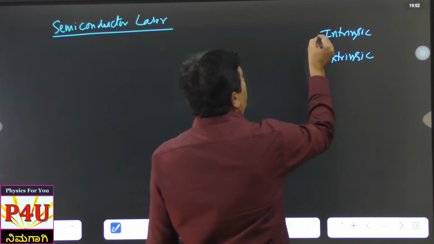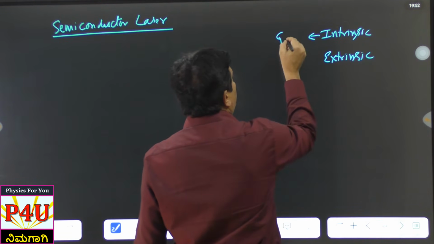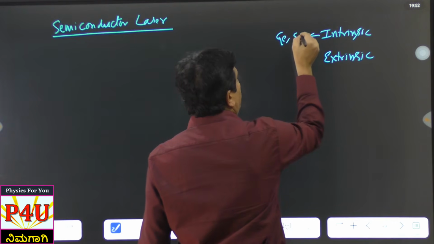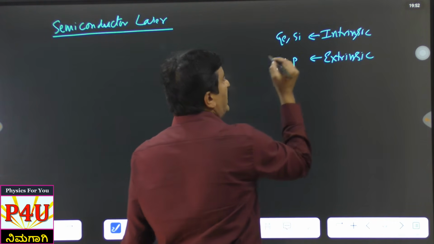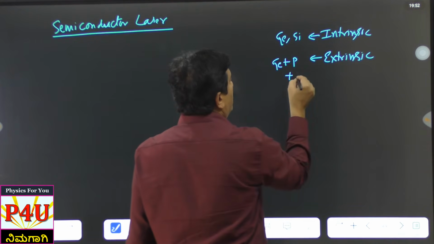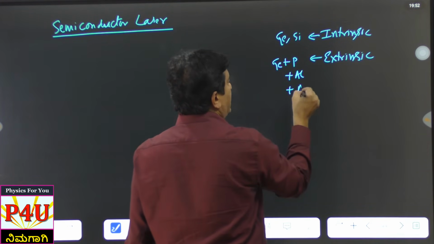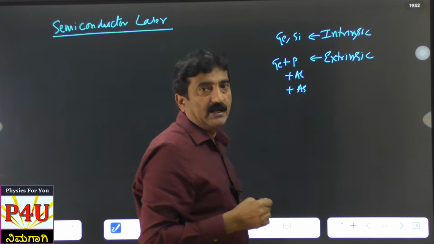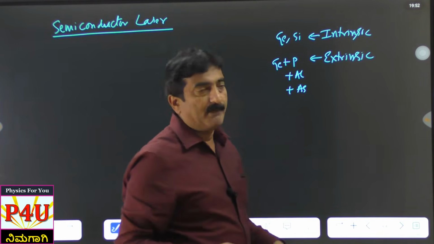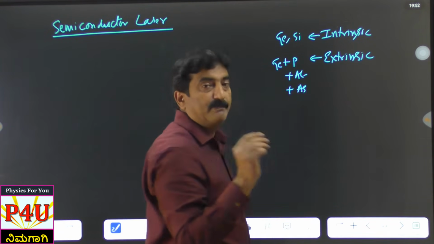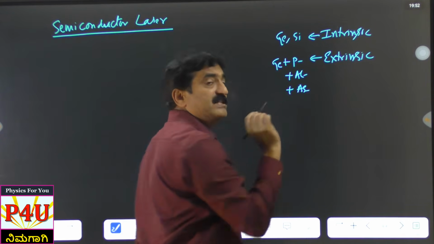I will explain. Intrinsic semiconductor means pure form, germanium or silicon, etc. Extrinsic means germanium with some impurity like phosphorus or aluminium or arsenic or indium, etc. Depending upon the impurity, it will be either P type or N type. If you add trivalent, it is P type. If you add pentavalent, it is N type.